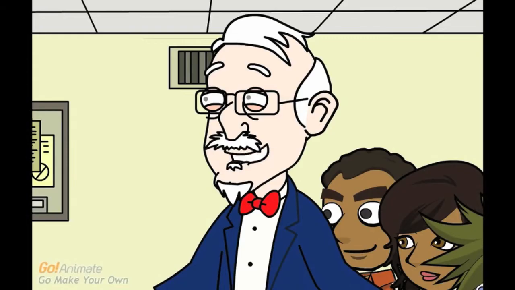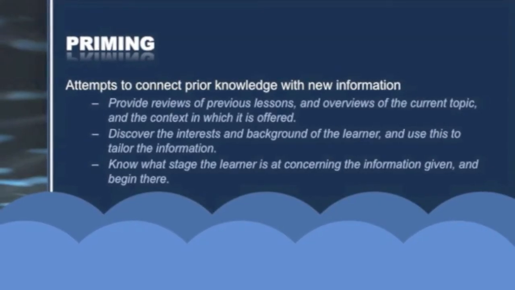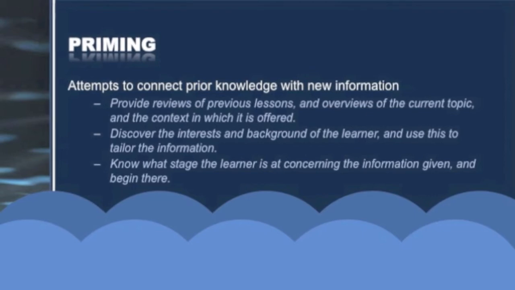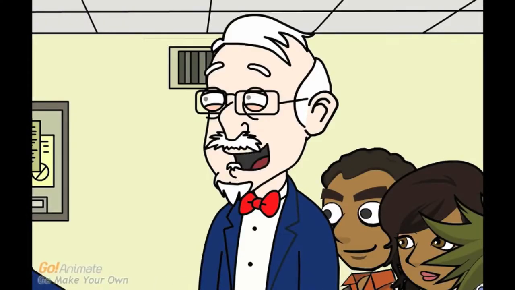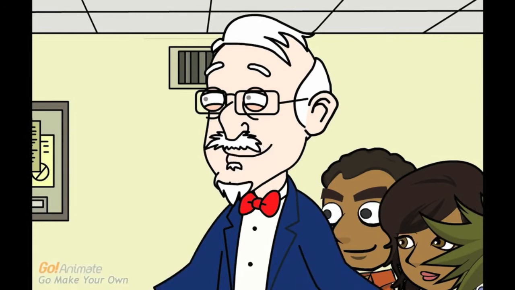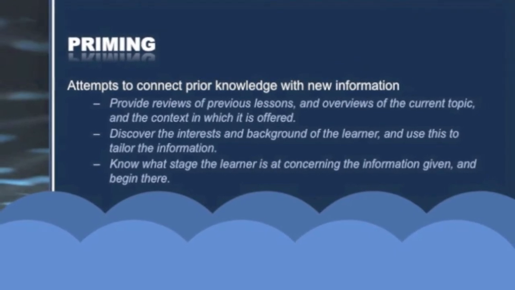Now let's talk about the second part of brain-based learning, which is known as priming. Priming attempts to connect the learner's previous knowledge with new information that is to be given. I noticed that in the beginning of your class, you started with a brief review which contained information from yesterday's lesson. This is a good example of priming.